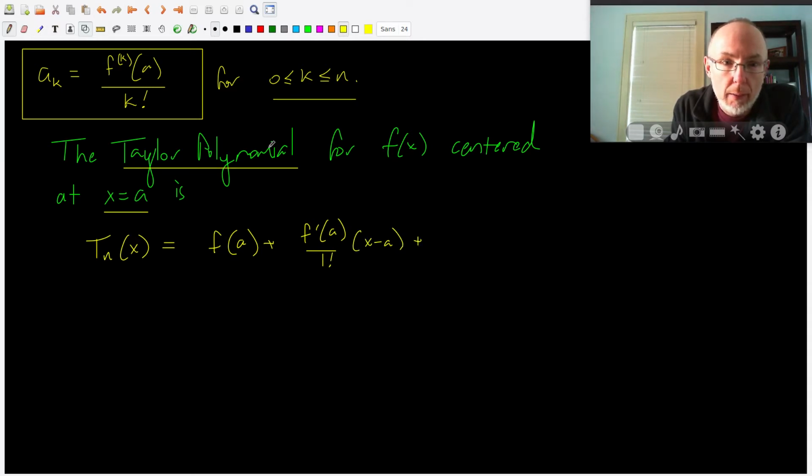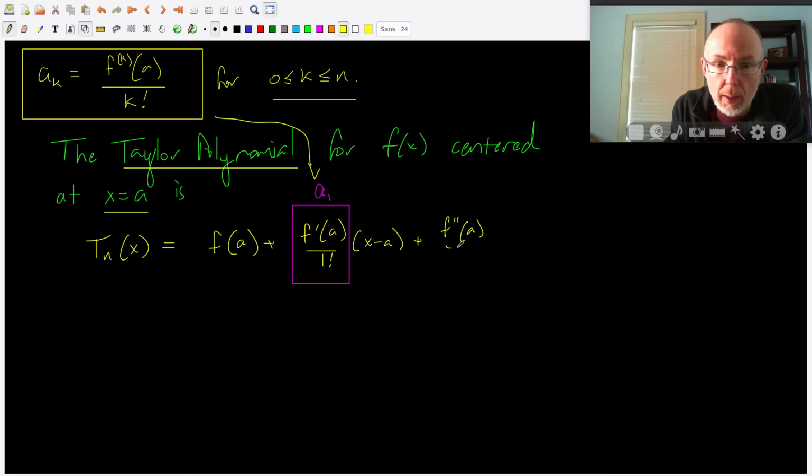And then the next one, right, I'm just using these values. There, that is a sub 1. And this value here is a sub 1. And then a sub 2 will be the second derivative with respect to a at, well, times 2 divided by 2 factorial multiplied by x minus a all squared.